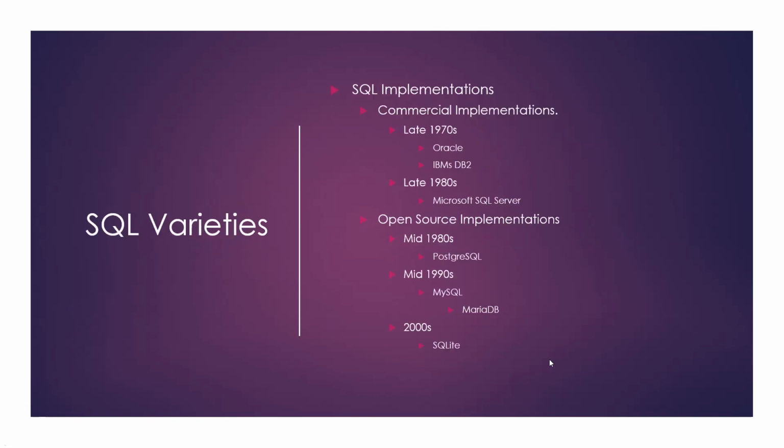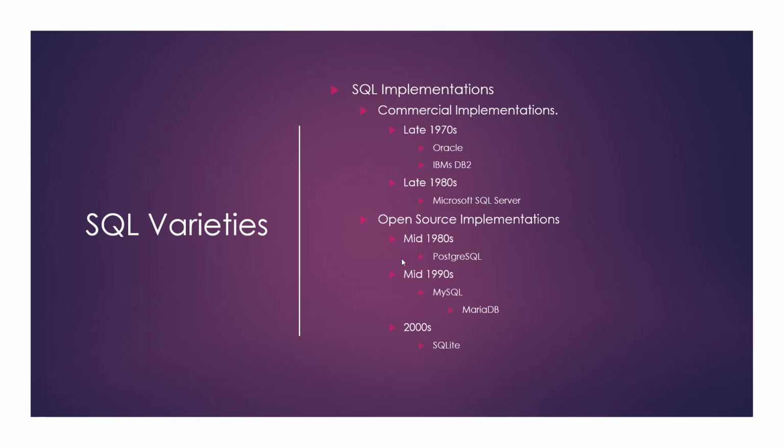So, SQL varieties, SQL implementations. First came commercial implementations in the late 1970s, a little bit less than 10 years after E.F. Codd wrote his paper. Oracle was the first mover here, but also IBM had DB2. Those are still products, and the Oracle Corporation, that's still their central product. It's just called Oracle, the Oracle database, but it's a SQL database. And then about 10 years after that, Microsoft entered the fray with Microsoft SQL Server.